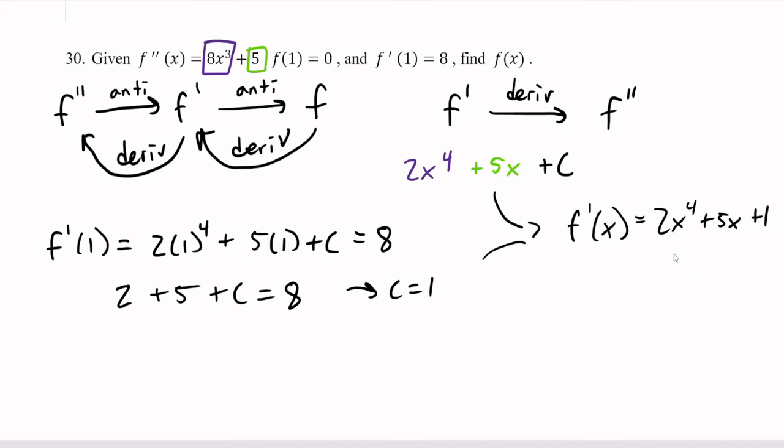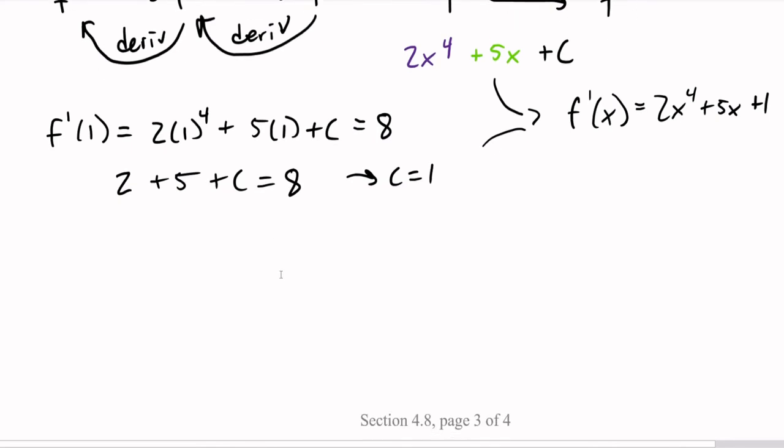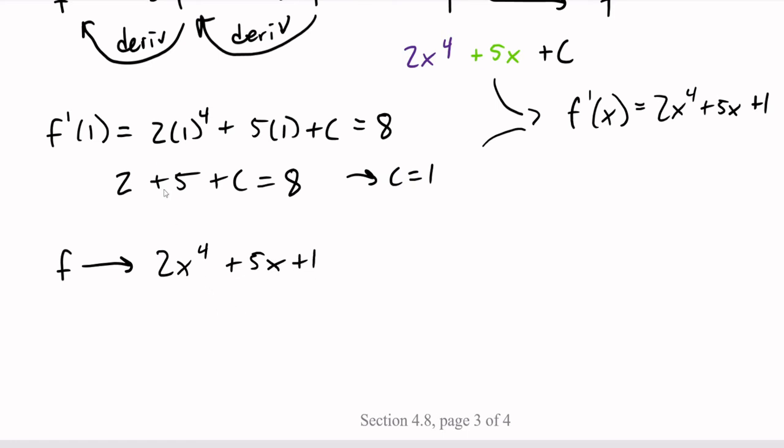Now I'm not done though, right? Because I want f. So it's like we just restart this problem now. Let's restart the problem. We need to find a function f so that when I take the derivative, I get to 2x to the 4th plus 5x plus 1. So we know how to do this. We're just going to go through and do each of these pieces. Right? So start with this one. I need a function that when I take the derivative, I get to just this piece. So again, it's got to be x to the 5th.